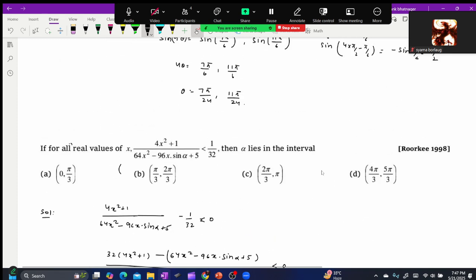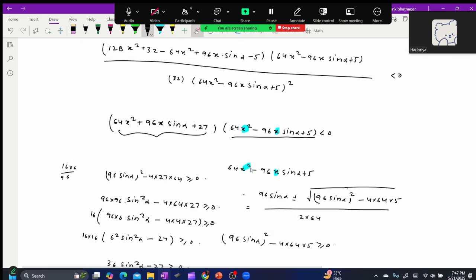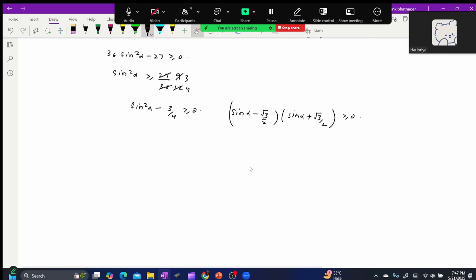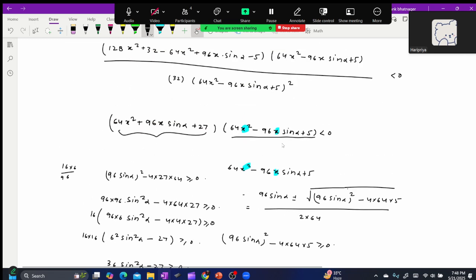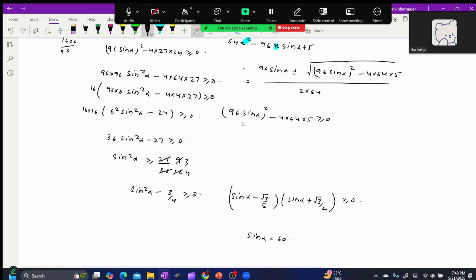You're getting any answer from this? Sir, we got to know alpha. Have to just say where it lies in. What answer you are getting? 60. 60 plus or minus root 3 by 2, no, sir. So it could be 60 degrees or 120 degrees. That means we have got the answer. We need not have to solve the second inequality like this.